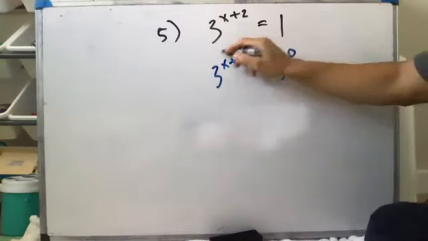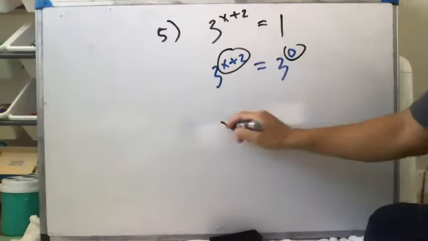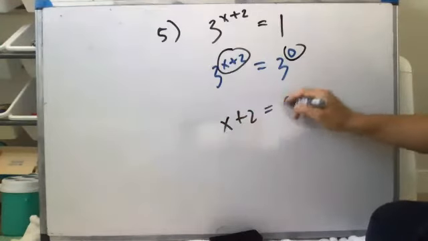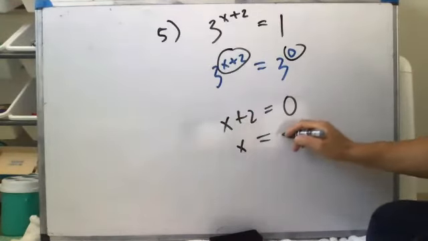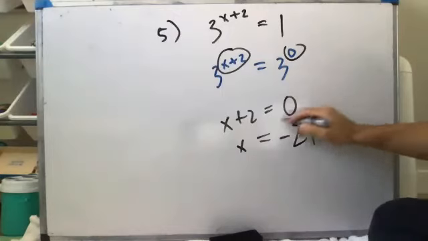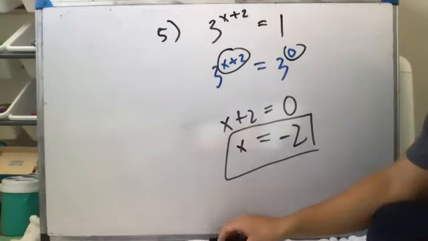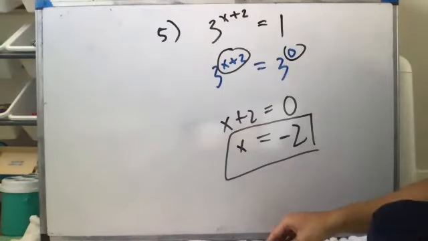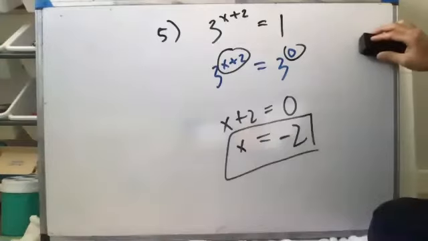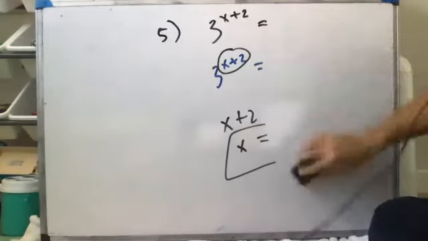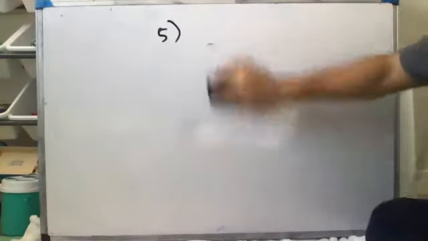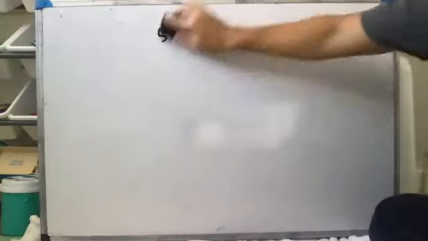Then that means x plus 2 must be equal to 0. So I just write that out. x plus 2 equal to 0. And then solve. That means x is equal to, subtracting 2 on both sides, negative 2. Right there. That's the answer. Okay, good. I see nods. So I think we're doing okay with that one. And then the last problem of this type, number 6.